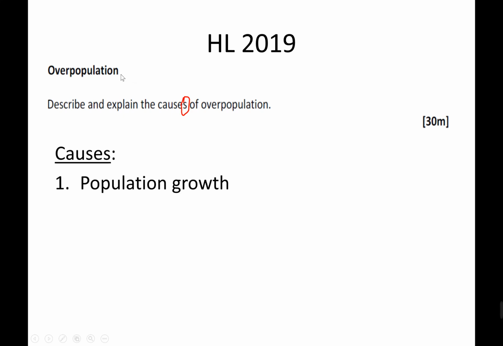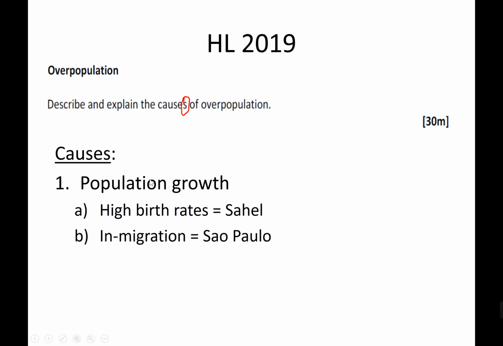So one of the causes of overpopulation is population growth. This can be through high birth rates as seen in the Sahel, and then you explain that, or population growth can occur as a result of in-migration as seen in Sao Paulo. Second main cause of overpopulation is because of resource depletion, and that's seen in the RLC.